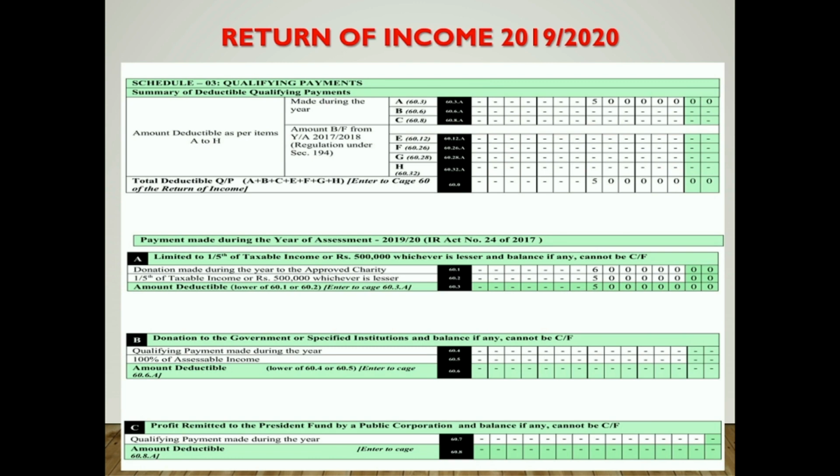Subschedule B is for government donations and for profits remitted to the President's Fund or to the consolidated fund by a public corporation. You may be aware that public corporations are allowed to deduct any sums paid to the consolidated fund as a qualifying payment with effect from 1st April 2019. The same can be entered in subschedule C.